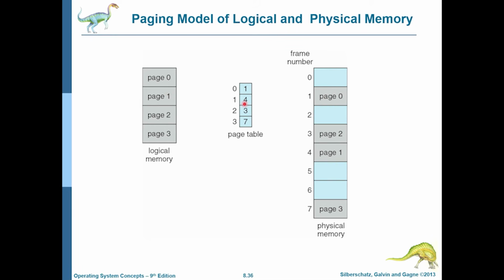For page number 1, the frame number is 4. So we go to frame number 4 and we see page number 1 is mapped right there. Similarly, for page number 2, the mapping is at frame number 3 and page number 2 is right there. For page number 3, the mapping is at frame number 7 and page number 3 is right there in frame number 7 in physical memory.